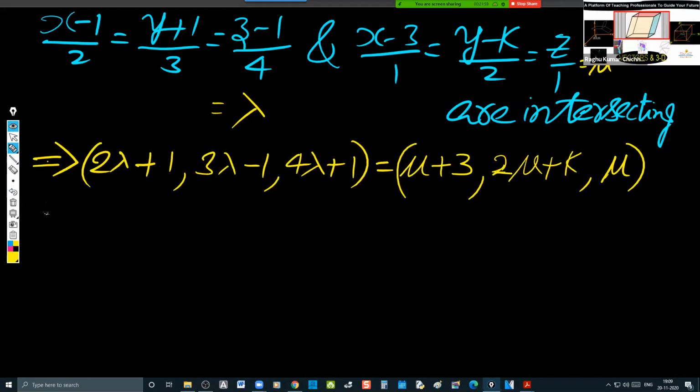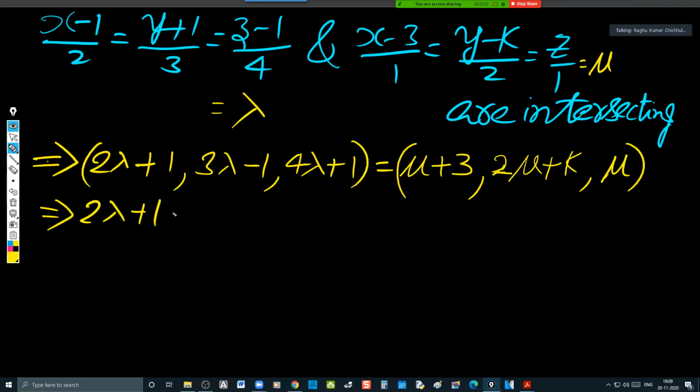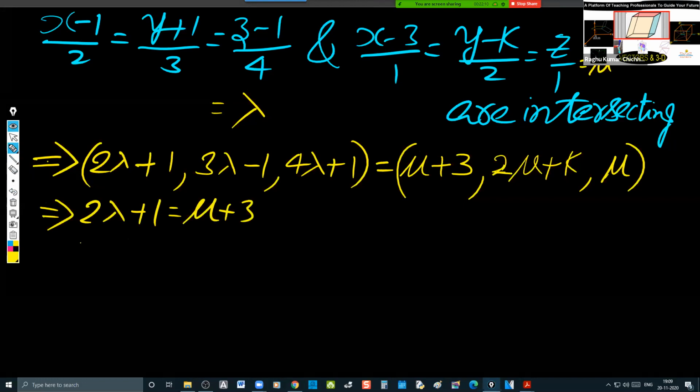Now, how many equations do we get here? 2 lambda plus 1 is equal to mu plus 3. Second one, please. 3 lambda minus 1 is equal to 2 mu plus k. 4 lambda plus 1 is equal to mu.